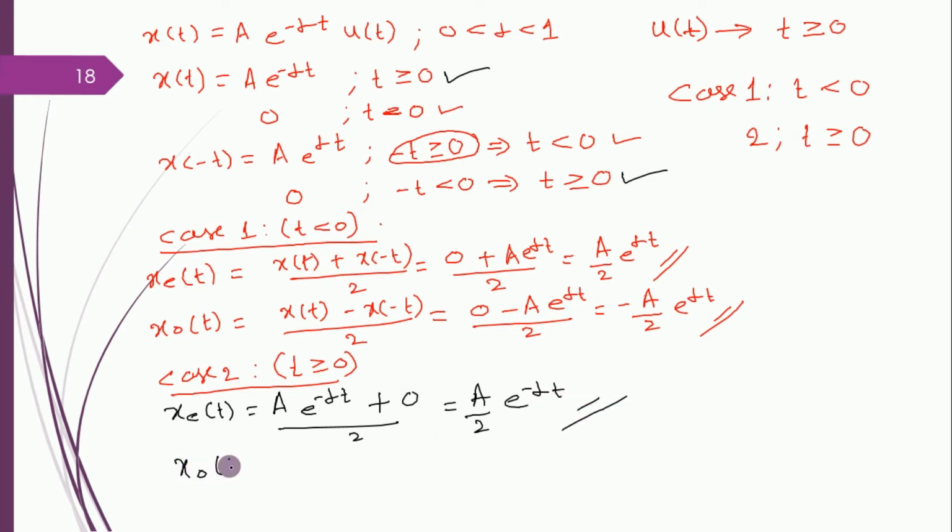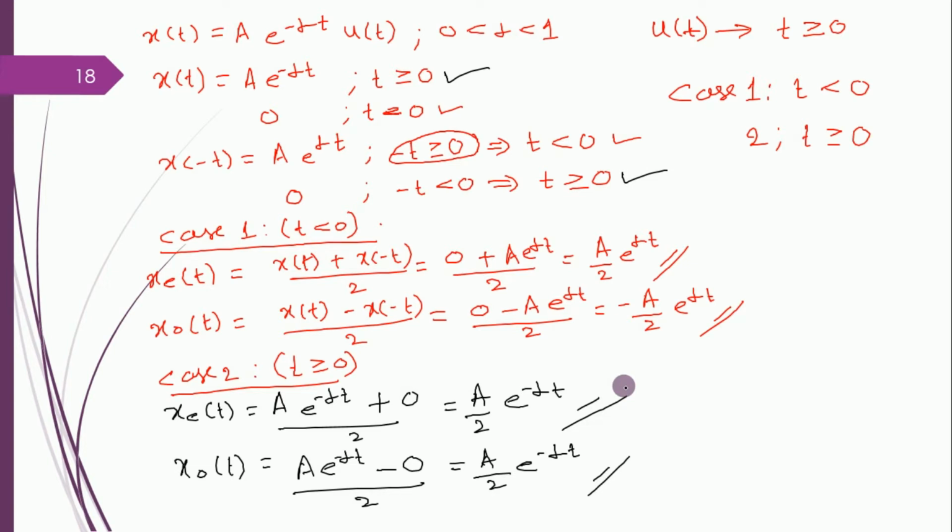And the odd signal is a into e raised to minus alpha t minus 0 divided by 2. Hence you will get it as a by 2 e raised to minus alpha t. So you'll get almost the same manner for the odd signal and even signal in this case. So this is the odd signal and even signal extraction for this special type of signal.